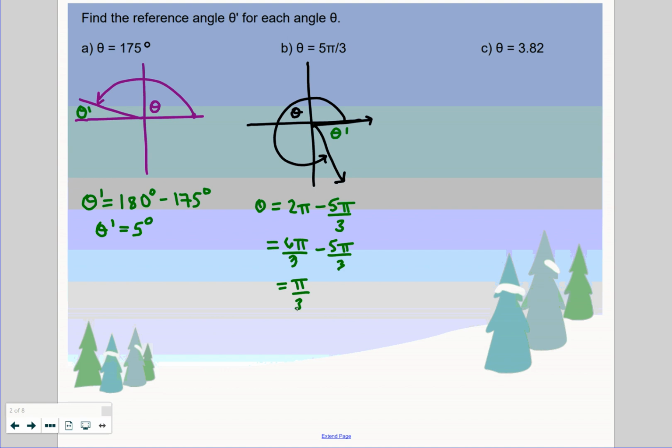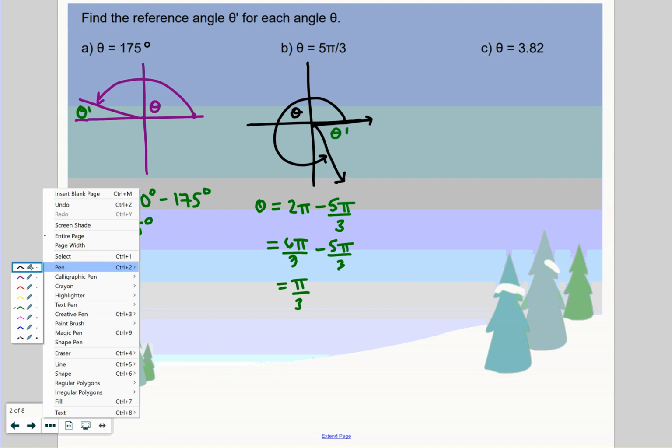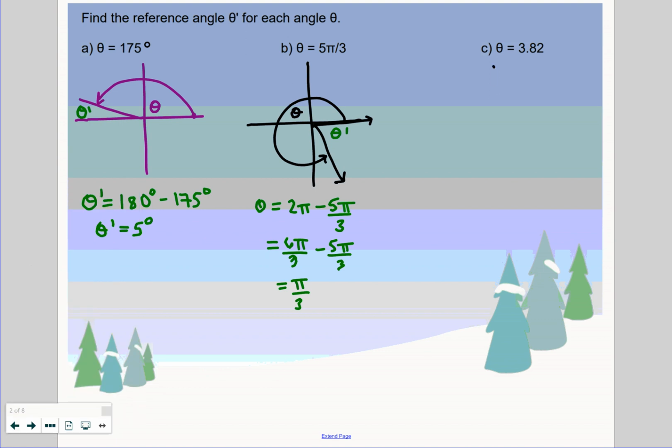Okay. Last but not least, we have 3.82. 3.82 is a radian. Sometimes people will look at that and say it's a degree, but it doesn't have our degree symbol. So what we want to do is think about our radians again. Remember radians, we've got a 0 over here, and then a half rotation is a pi. A full rotation we just said was 2 pi. That pi on the left side you can think of like 3.14.